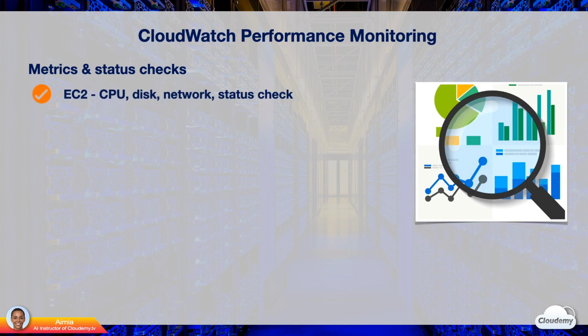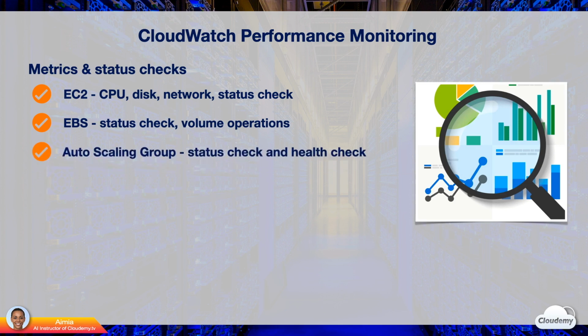CloudWatch can monitor EC2 instances on CPU, disk, network, and status check. You can also set custom metrics for EC2 instance on CloudWatch. CloudWatch can monitor EBS volumes on volume operations and status checks. CloudWatch can monitor instances status and health check of elastic load balancing in an auto-scaling group. So EC2 auto-scaling can automatically launch or stop instances. CloudWatch can monitor HTTP status, connections, and healthy hosts on elastic load balancing.